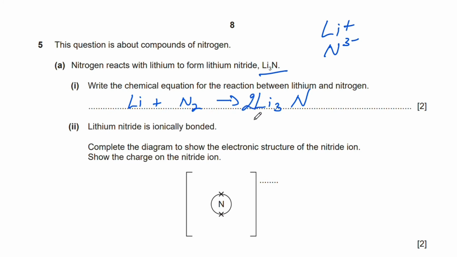So we write 2 here, but lithium becomes 6. 2 into 3 is 6. So we write 6 in front of the lithium. So this is the complete balanced reaction.